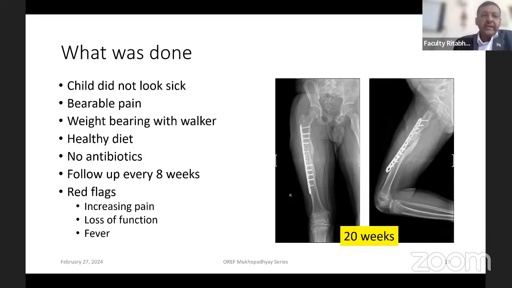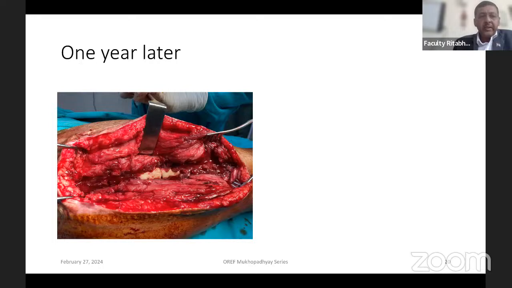So this is 1 year later. I felt when the bone has reasonably united, we got him to the OT, and this is the intra-op image. As you can see, a layer of bone. You can see the bone, and you can see a layer of tissue over the bone.